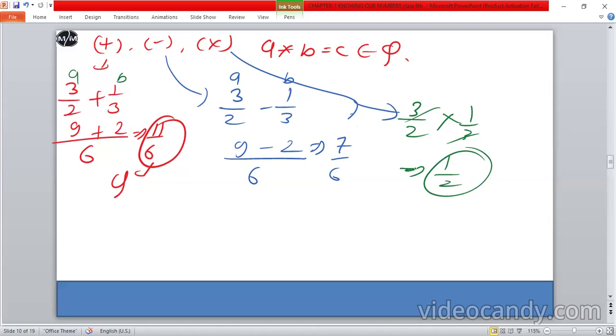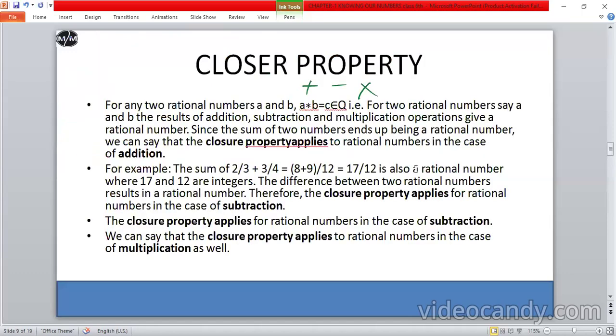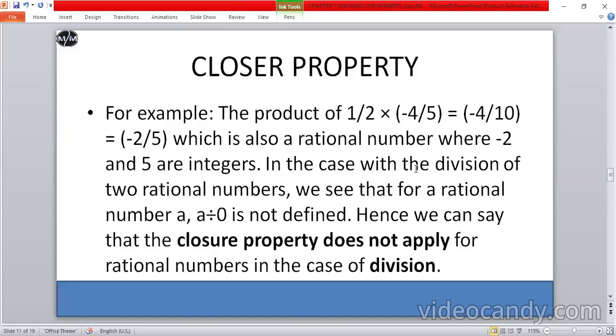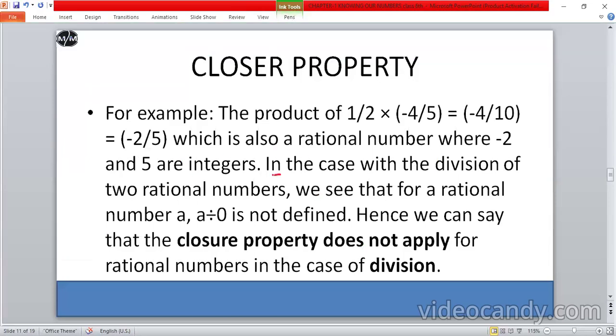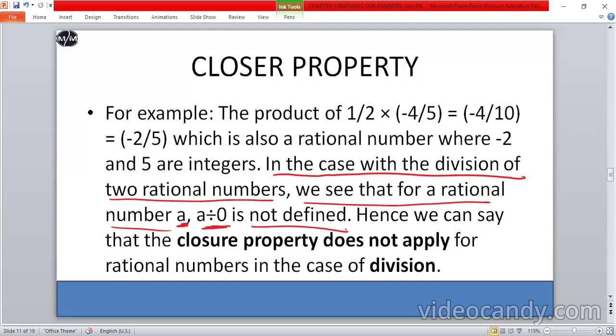So why are we not choosing the division? Because of some restrictions, like here in the case with the division. In the case with the division of two rational numbers, we see that for a rational number a, divided by 0 is not defined. Hence, we can say that the closure property does not apply for some rational numbers in the case of division. It means the closure property is only applicable for addition, subtraction, and multiplication.